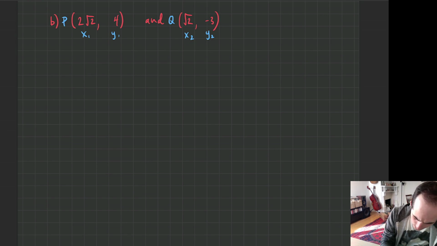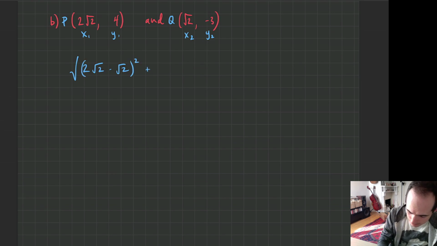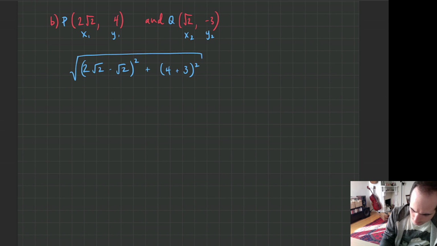Now I've got the square root of x2 minus x1. Actually, let's do x1 minus x2. That'll make things a little bit easier. So I've got 2 root 2 minus root 2 squared plus 4 minus negative 3, so that's 4 plus 3, squared. Well, 2 root 2 minus root 2 is just root 2, squared, plus 4 plus 3 is 7, squared.